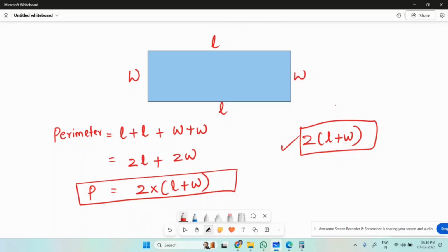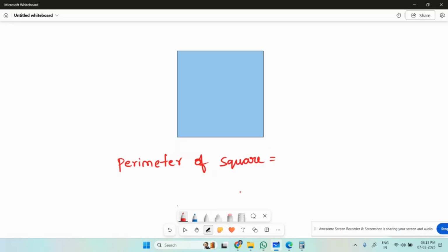Okay, now let's see the perimeter of a square. So this is a square. We know that a square has all sides equal, right? Now to find the perimeter of a square, let's name the side of the square A. If one side is A, all the sides will also be A. Now let's find the perimeter of a square. We know that perimeter means adding all the sides. Here the square has 4 sides. So we are adding A plus A plus A plus A.